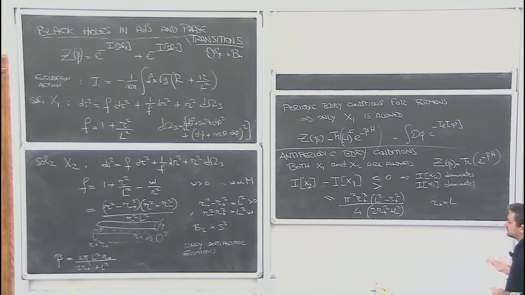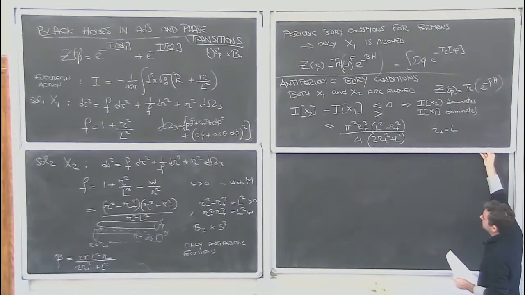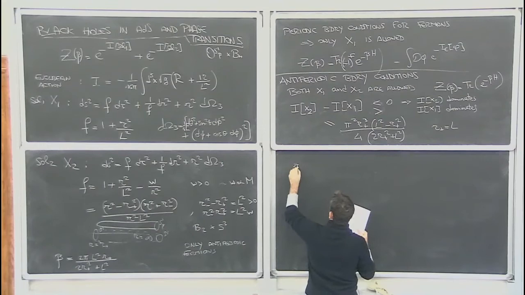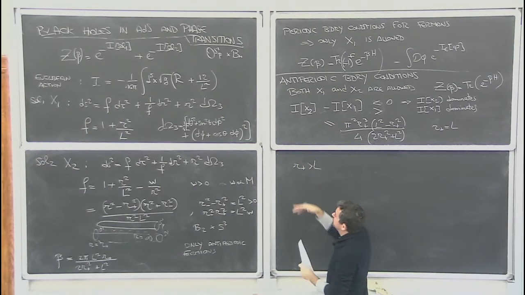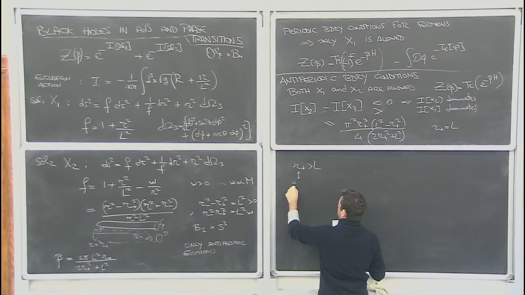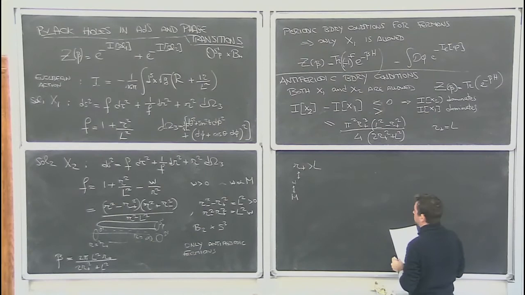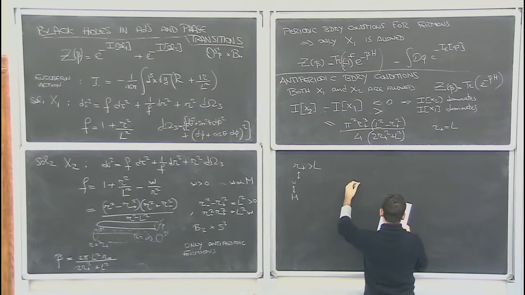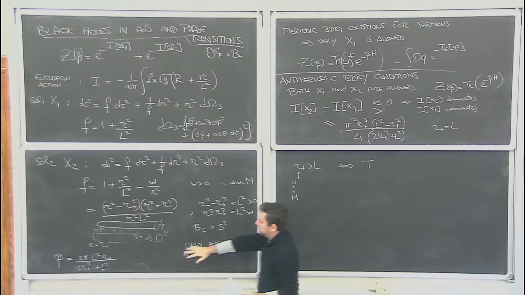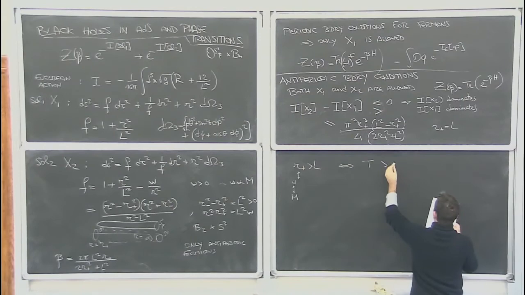So let's write the conclusion here. So we have two regimes, R plus larger than L. Remember, R plus was related to W, so I can trade this for the mass, for W, which was the mass. So when this parameter is larger than L, it means the black hole is important. You can also see that this corresponds to saying that the temperature, now we had a formula for beta, you can plug the values there, the temperature is larger than 3 over 2 pi L. So the temperature is big.